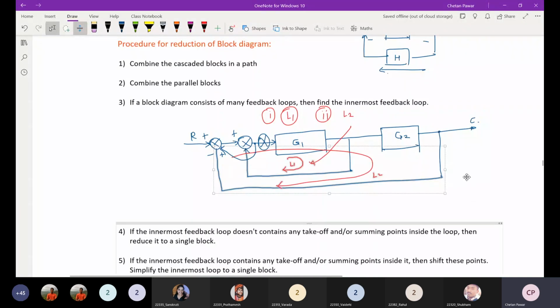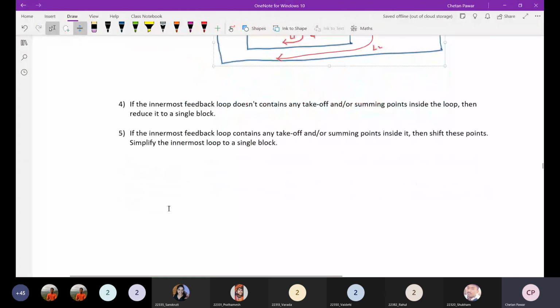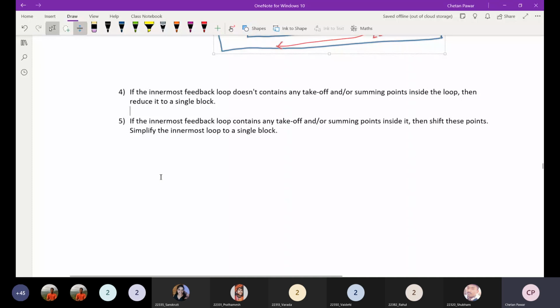Take a look at it. It's giving the problem. We'll draw it. Okay. The same block diagram I will take.